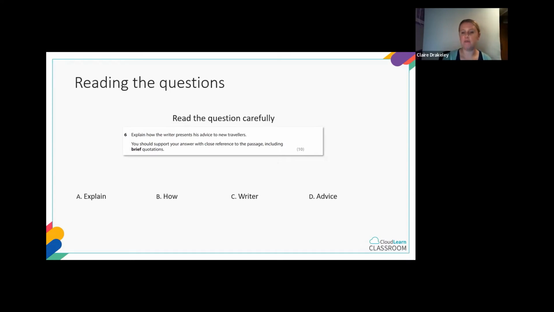This is a question taken from section A of a past paper. It says, explain how the writer presents his advice to new travellers. Now I've put 4 options here. We've got A, explain, B, how, C, writer, and D, advice. And they're words taken directly from this question.